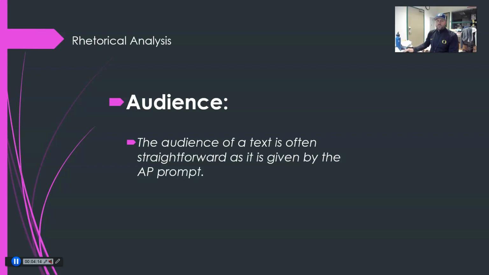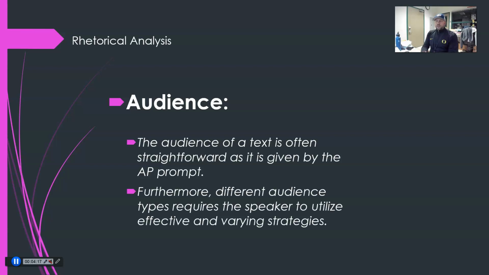Another thing to think about with audience is that different audience types require the speaker to utilize effective and varying strategies, as we've studied. So, again, going back to our lunch description, if it's a student complaining about the lunch menu on their campus, what are the different strategies they're going to use to appeal? It depends on the audience. If the audience are their peers, they're going to use certain tones, certain strategies, certain ideas to convey that to their peers. If it's the administration, they're going to also have to choose different strategies.